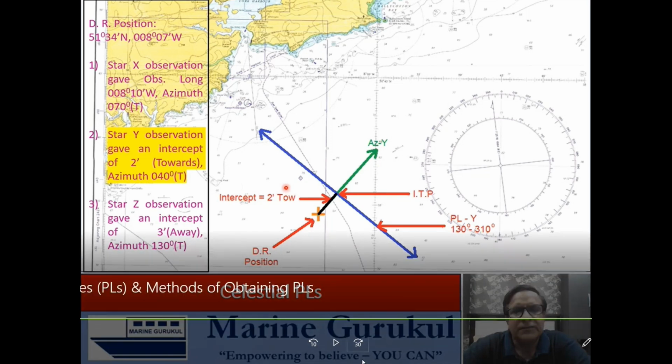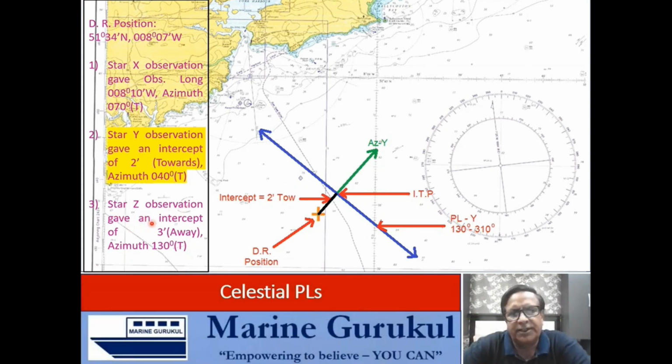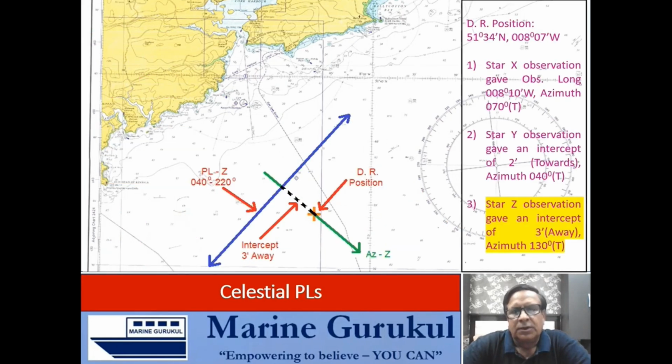Okay, so let's see another intercept example. Now let's have a look at the last example. Star Z observation gave an intercept of 3 miles away. Azimuth 130 degrees true. This is the DR position. Azimuth is 130 degrees true.